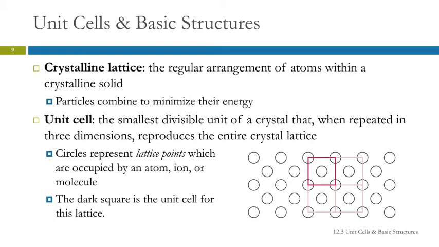Okay, unit cells and basic structures. So X-ray crystallography can help us to determine how the atoms or molecules are arranged. That's the crystalline lattice, the regular arrangement. The particles are going to arrange themselves in a particular lattice to minimize their energy. Energy is the driving force for a lot of things. And so they're going to come together and arrange themselves in a way that gives them the lowest potential energy.